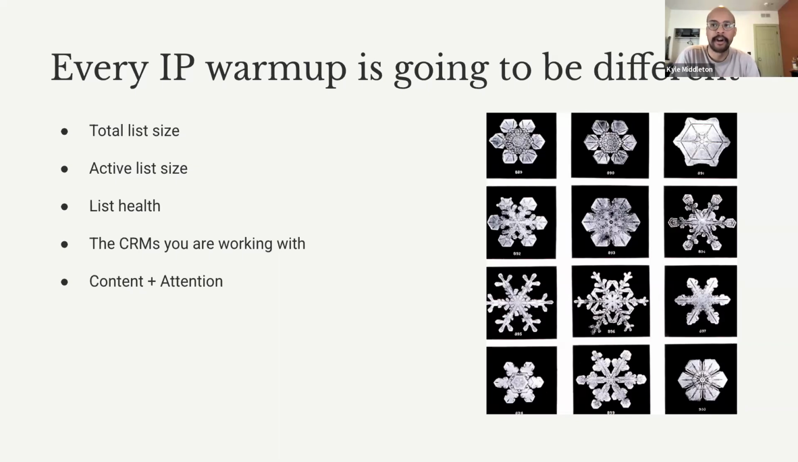Maybe you're switching for a completely non-deliverability reason and your deliverability is okay, and you're just looking to move over to a new CRM. That can greatly impact where you begin. The CRMs you're working with can also impact an IP warmup, depending on how you upload and target and the actual mechanisms of performing the IP warmup. And then content and attention.